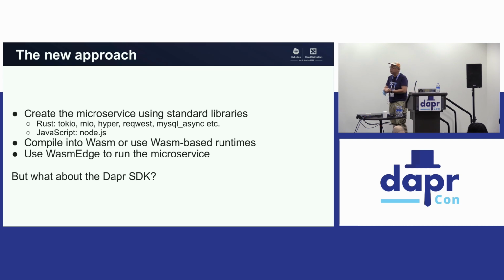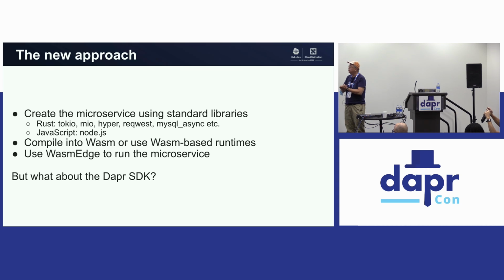So, what we want is to create microservices using standard libraries. Although the application may need to be rewritten, may need to be using a new SDK, we don't want people to learn an entirely new way to write their services, to start a web server, and things like that. So create microservices using standard libraries, specifically in Rust. We want people to be able to use libraries like Tokio, like Hyper, like MySQL async, and things like that. In JavaScript, we want people to just use Node.js.